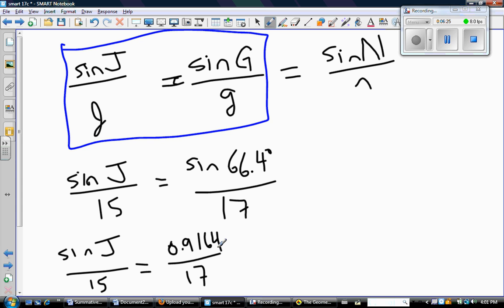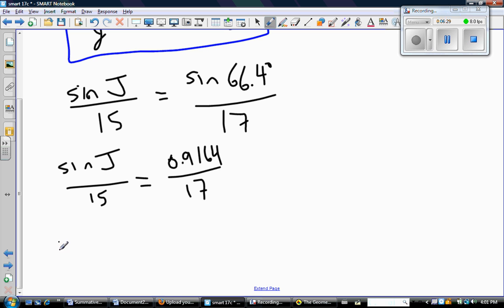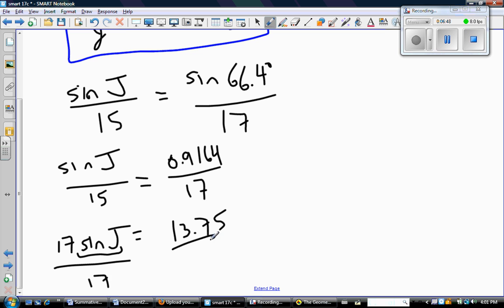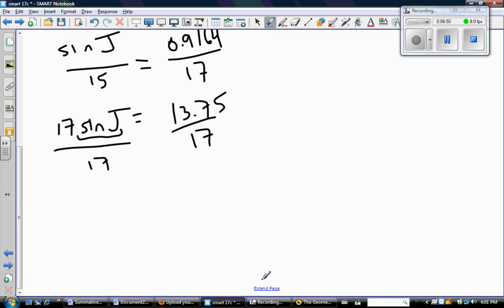And now we're going to cross multiply. So 17 times sine j is just 17 times sine j, and 15 times 0.9164 is 13.75. Good. So isolating sine j, I'm going to divide by 17. Then dividing by 17, you get 0.8.